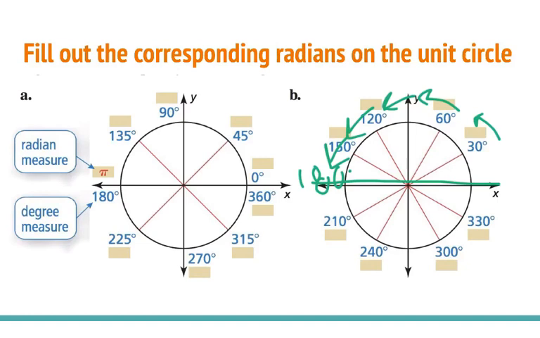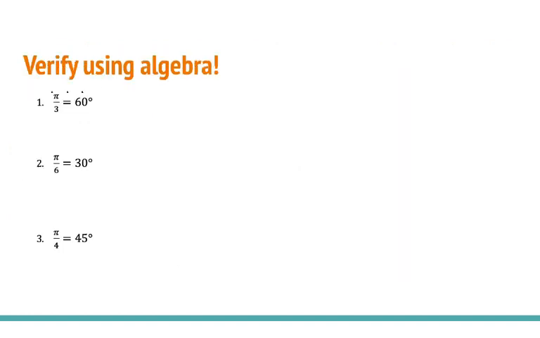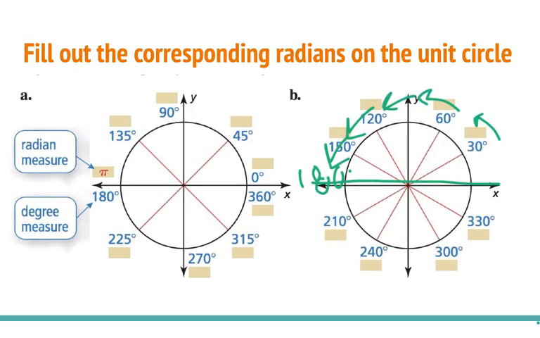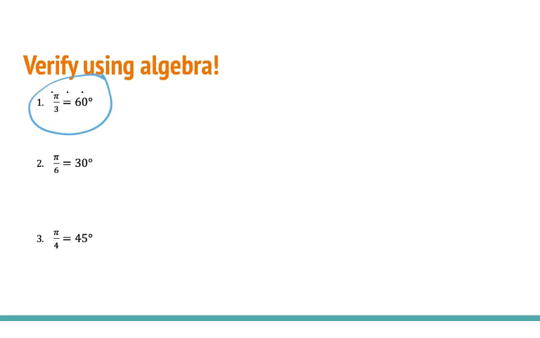Okay, so I want to show how this connects to when we were converting back and forth between radians and degrees. I just showed on the unit circle visually why this is true, that pi over 3 is 60 degrees. We did that one. This was the one right here. And so let's show why that works with algebra.